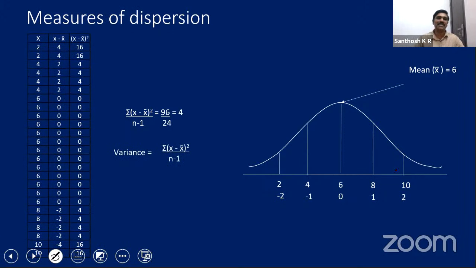We call this particular formula, the sum of the squares by degree of freedom, variance. If it is a large sample, there is no need for degree of freedom; we can directly go with n. If it is a small sample, we need the degree of freedom. Then only we can find the extreme end, the right extreme end.